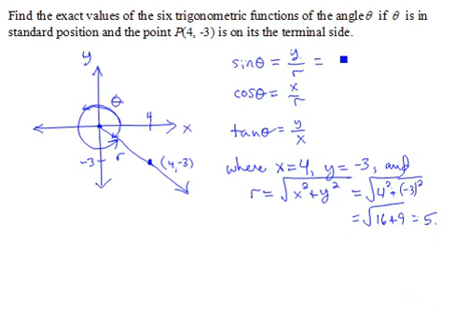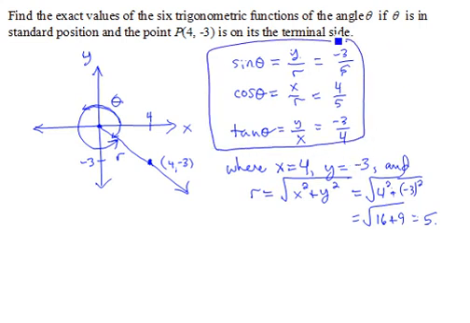Y over r is -3 over 5. X over r is 4 over 5, so the sine and cosine are given now. Tangent of theta is y over x, that is -3 over 4. And now I'll take these as a good start on my answer.